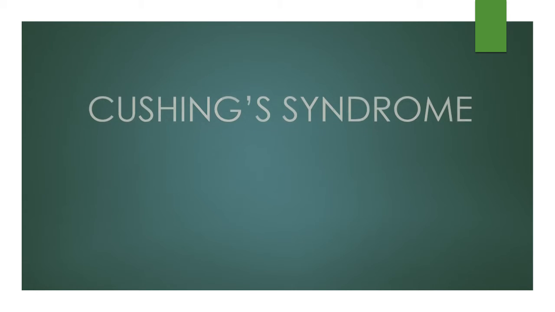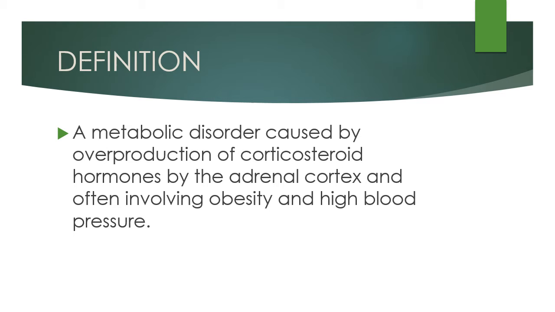Cushing's syndrome. Definition: a metabolic disorder caused by overproduction of corticosteroid hormones by the adrenal cortex, often involving obesity and high blood pressure.